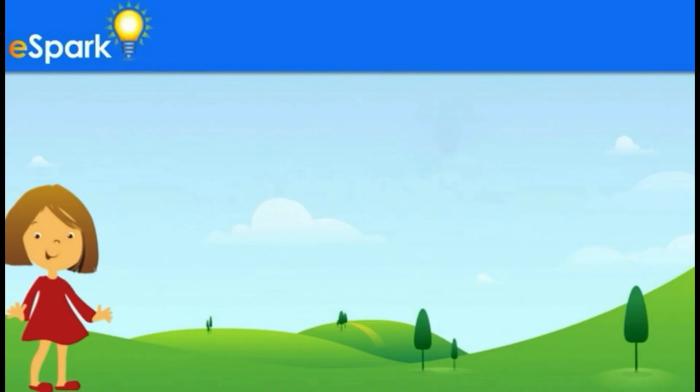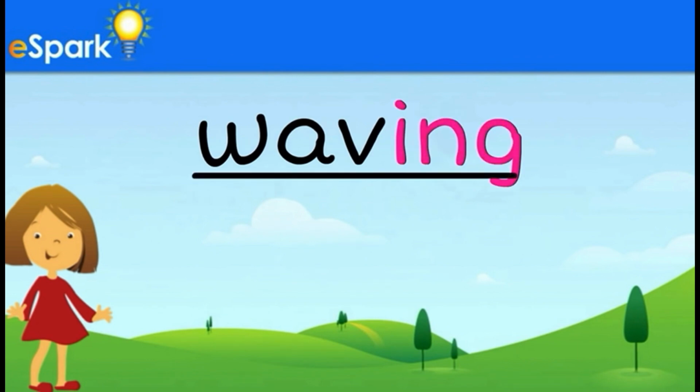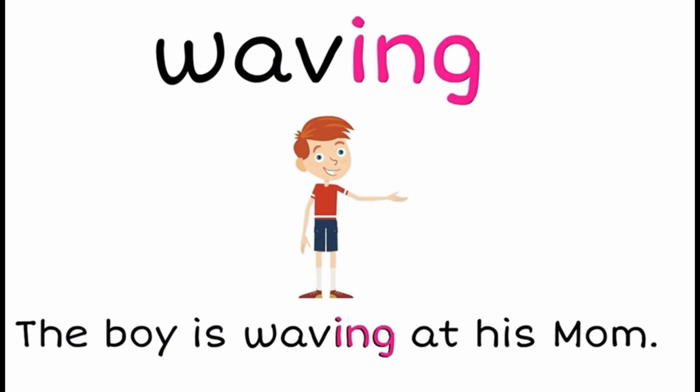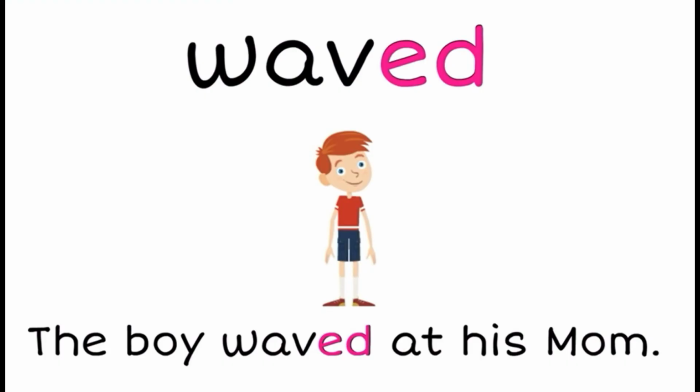Let's try adding these same endings to another word. This word is wave. When I add ing to the end of wave, the word becomes waving. Remember, the ing ending means that something is happening right now. Here is the sentence. The boy is waving at his mom. That means he is waving right now. When I add the ending ed to wave, the word becomes waved. This sentence says, the boy waved at his mom. You know that the ending ed means something that already happened. The boy already waved at his mom.